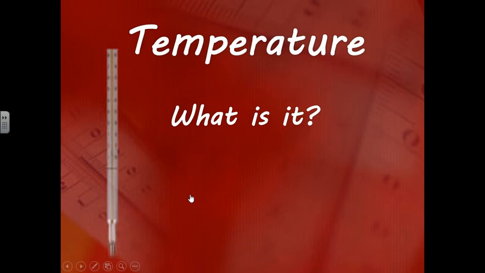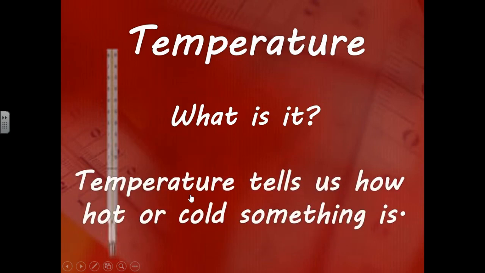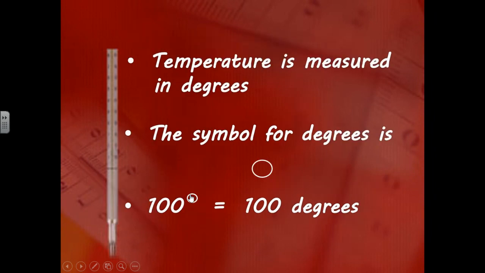Temperature, what is it? Temperature tells us how hot or cold something is. Temperature is measured in degrees. The symbol for degrees is a little circle. So you need to write the number, in this case 100, and then you write the little circle at the top, which gives us the degree sign, which equals 100 degrees.